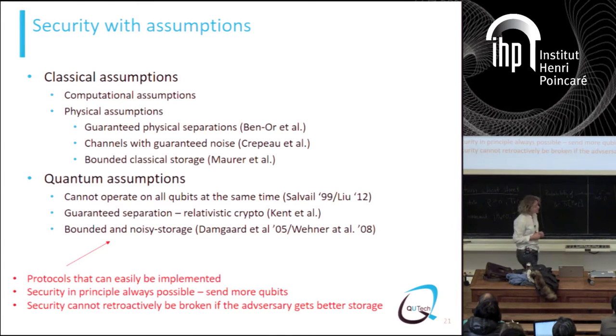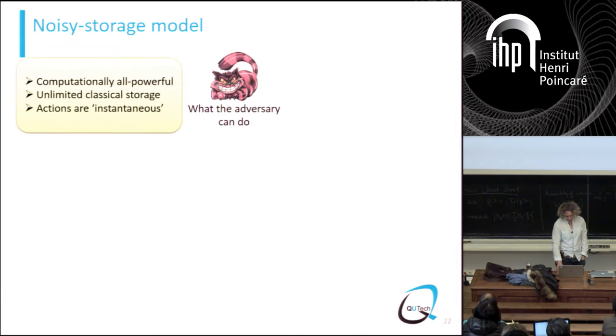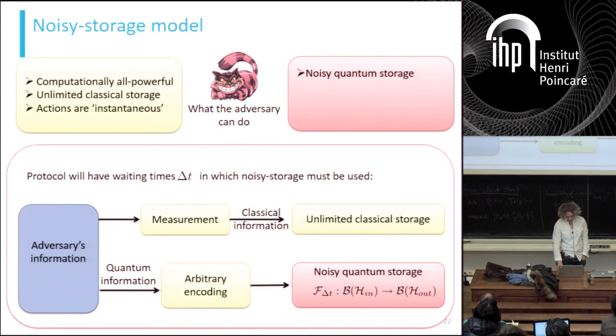And the nice thing about these models is that security cannot be retroactively broken. So if tomorrow you buy, I don't know, a terabyte of qubits, and today I assume that you only have a gigabyte of qubits, then I remain secure. Okay. So I guess it's sort of clear, but let me summarize what this model actually is.